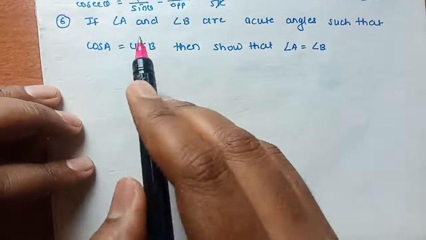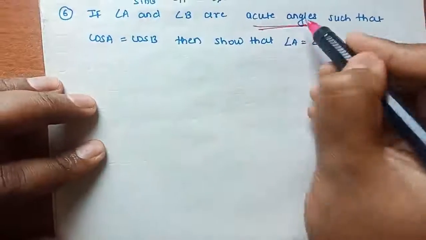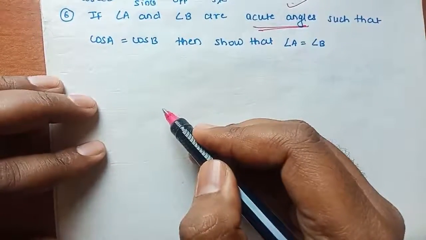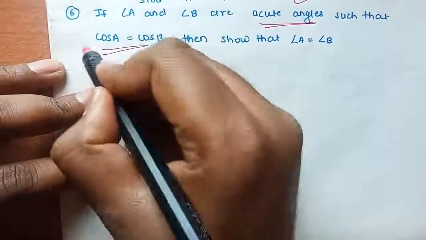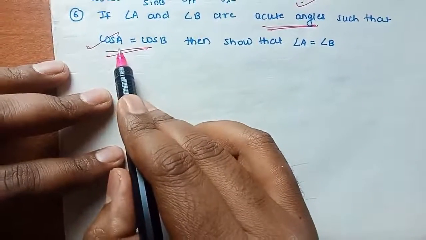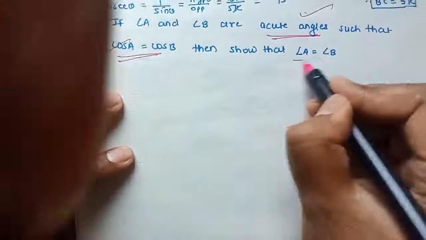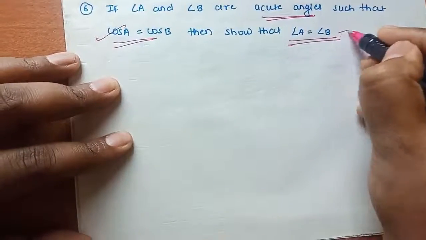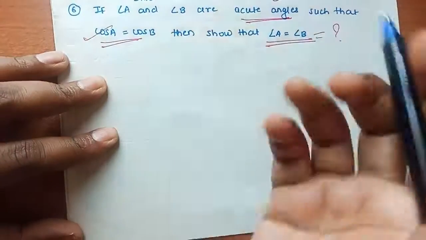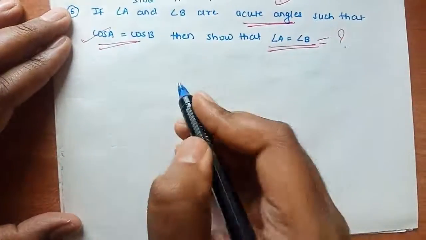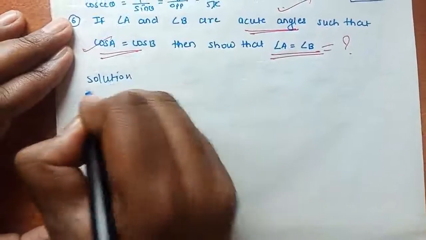So the next problem: they have given angle A and angle B. Both are acute angles, that means angles less than 90 degrees, such that cos A is equal to cos B. That means the cos of angle A and cos of angle B are the same. Then show that angle A is equal to angle B. This we have to prove. Now it's very simple. Since they have not given any values, we have to use the basic identities and prove it. So let's see the solution.